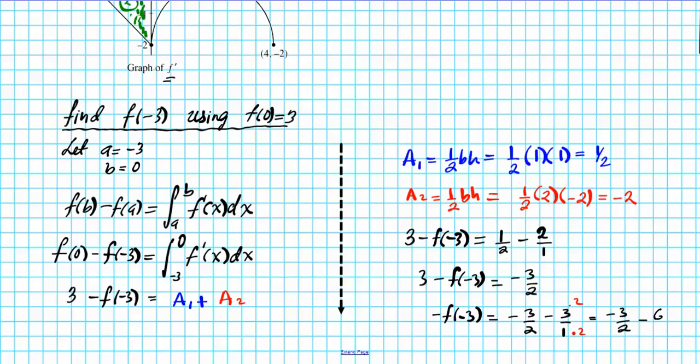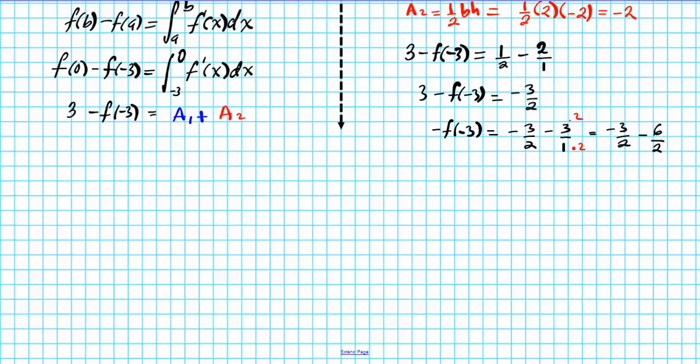3 times 2, 6 over 2. And then you have negative f of negative 3 is equal to negative 9 over 2. Multiply both sides by negative 1. f of negative 3 is equal to 9/2. That, ladies and gentlemen, is your first answer.